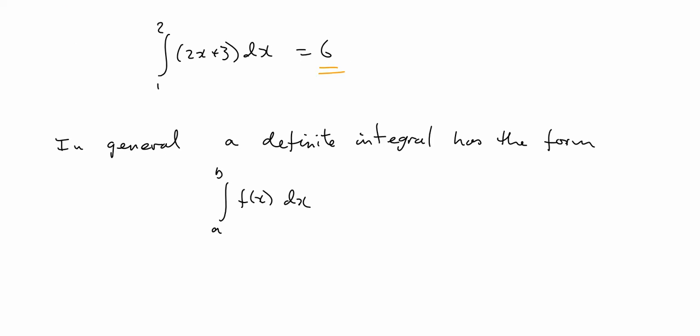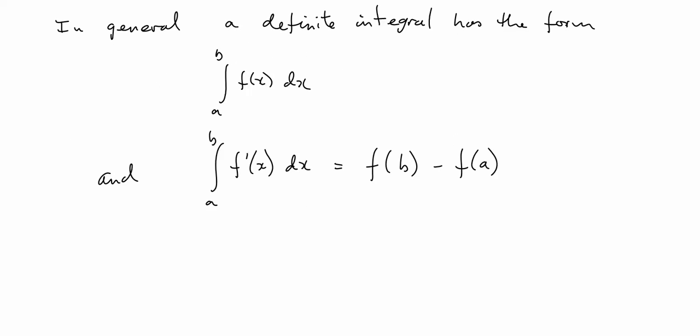So in general, a definite integral has this form, integral of a function of x between the limits of a and b. And since integration is the reverse of differentiation, if we have the integral of the derivative of a function, this integrates to f of x, and then we substitute in the limits, first b, then a, and subtract. So the integral of the derivative of the function is the value of the function itself at b minus the value of the function at a.